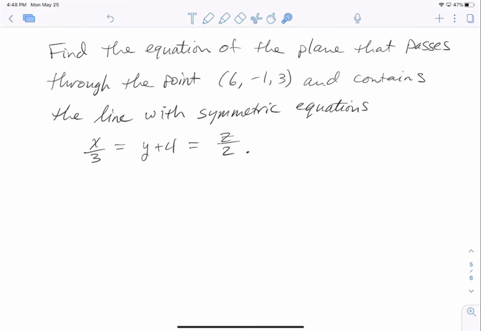Find the equation of the plane that passes through the point 6, 1, negative 3 and contains the line with symmetric equations x over 3 equals y plus 4 equals z over 2.